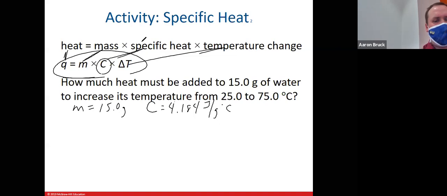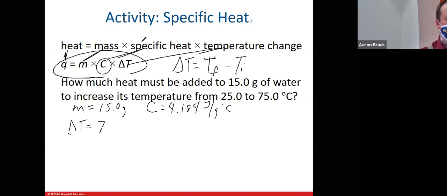And my delta T, my change in temperature, is final temperature minus initial temperature. My initial temperature was 25 degrees. My final temperature is 75. 75.0 minus 25.0 will give me 50.0 degrees Celsius.